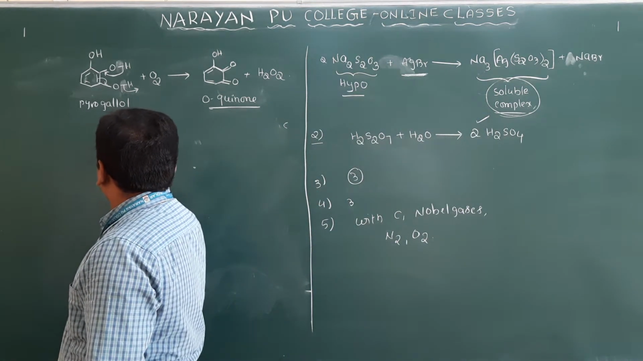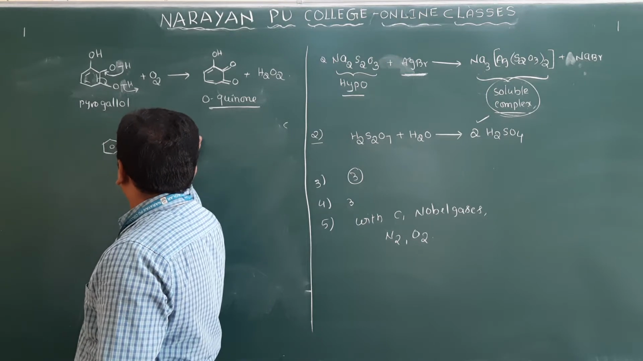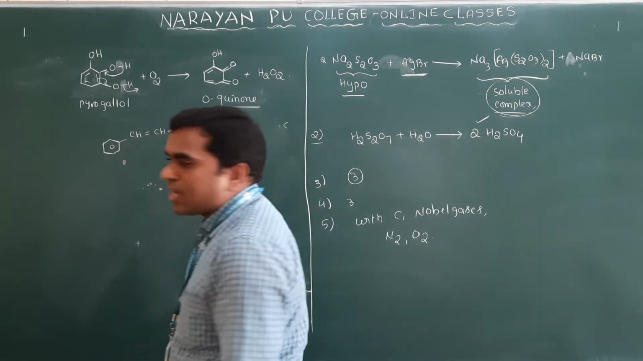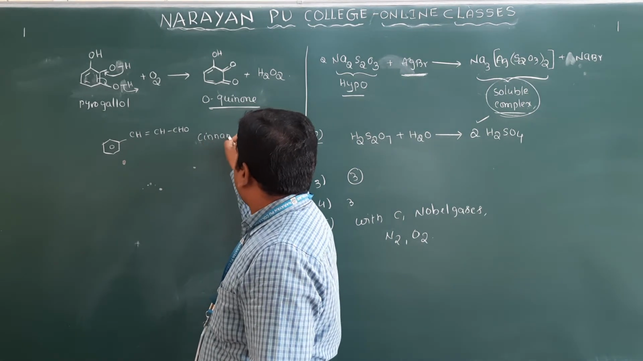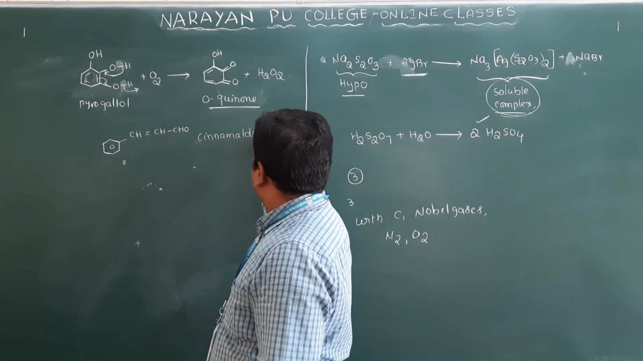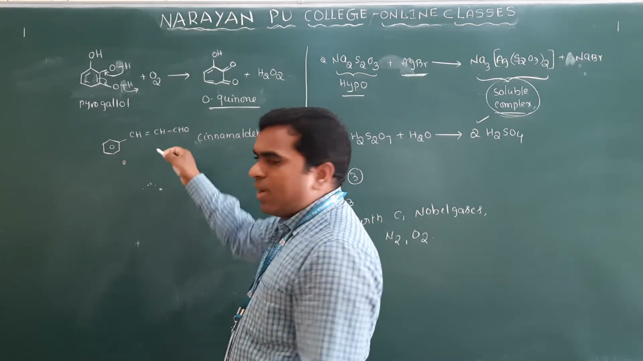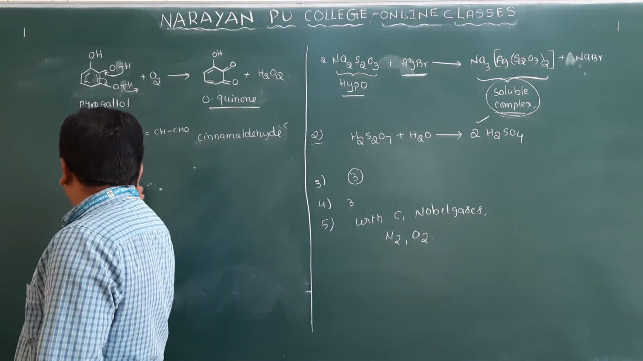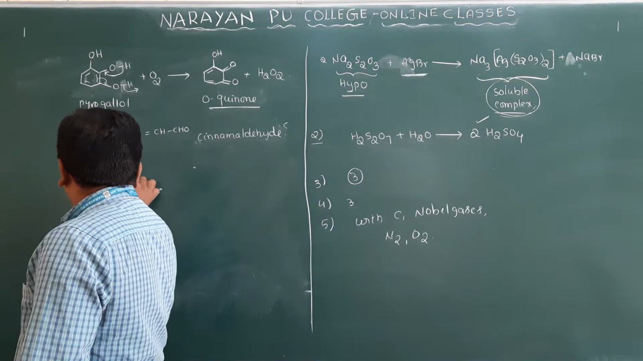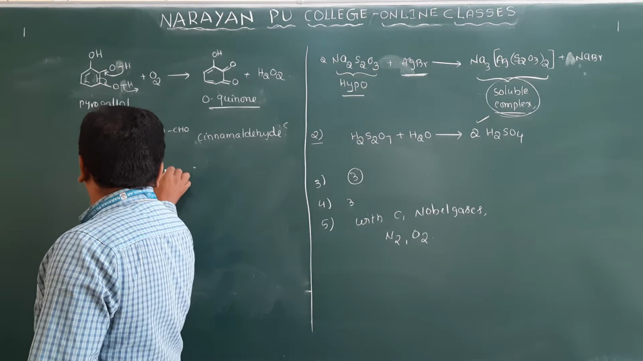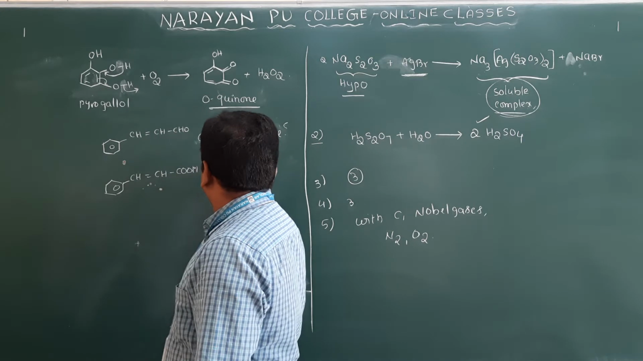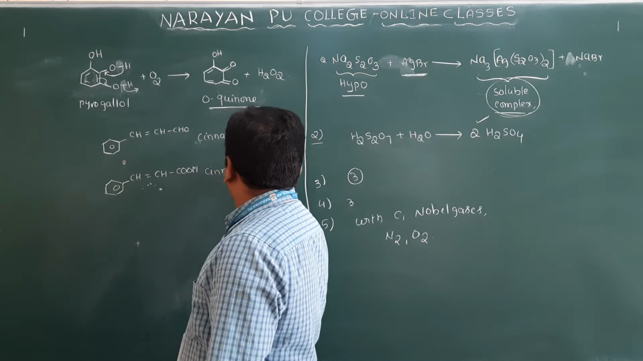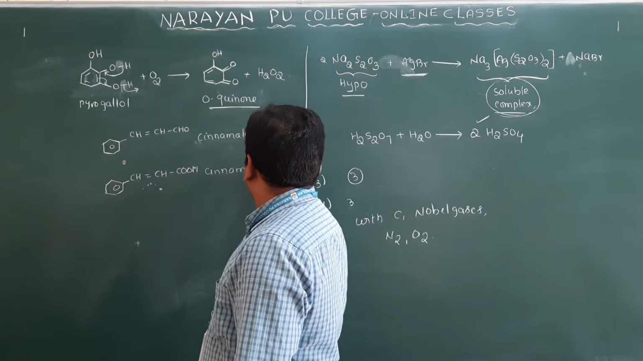So this is CH=CH-CHO. This is cinnamaldehyde. Clear? So these are mainly cinnamaldehyde, and cinnamic acid also. These are the main constituents in cinnamon.